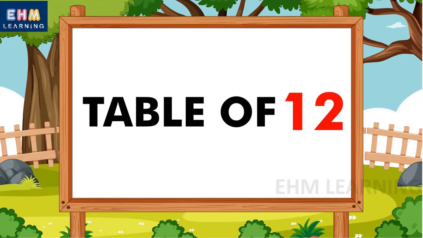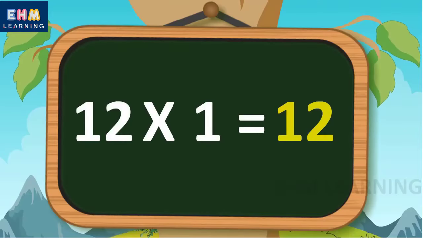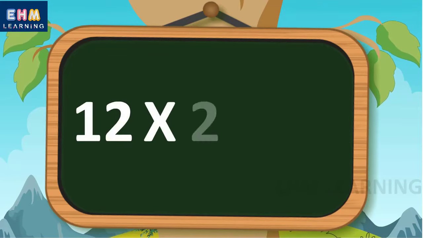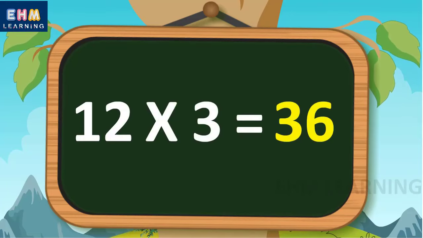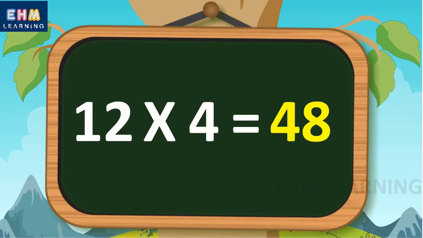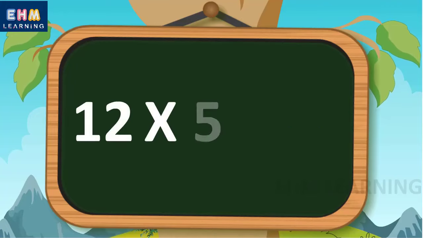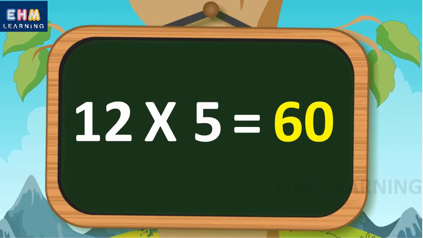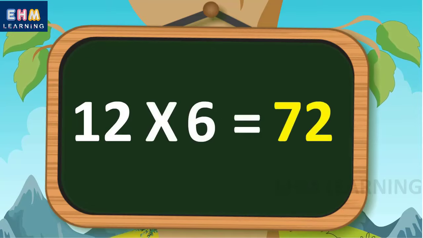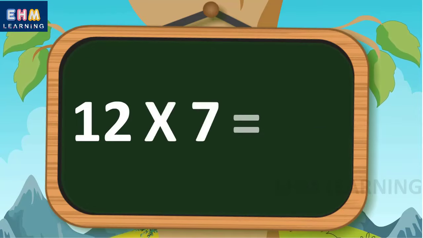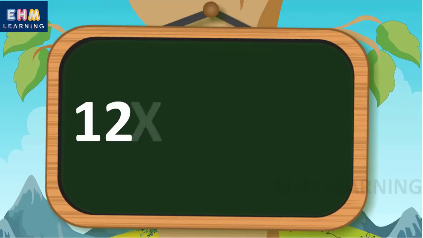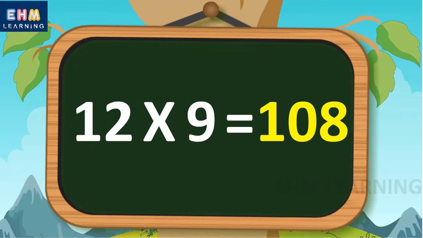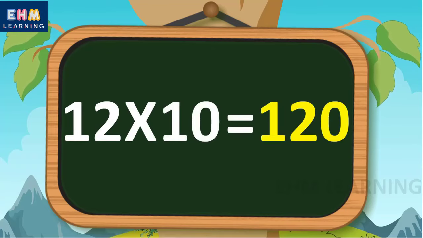Table of 12. 12 ones are 12, 12 twos are 24, 12 threes are 36, 12 fours are 48, 12 fives are 60, 12 sixes are 72, 12 sevens are 84, 12 eights are 96, 12 nines are 108, 12 tens are 120.